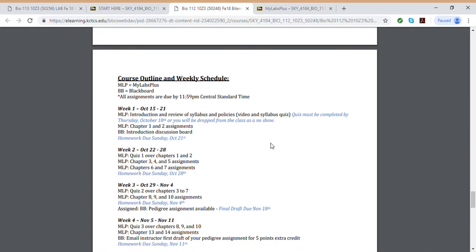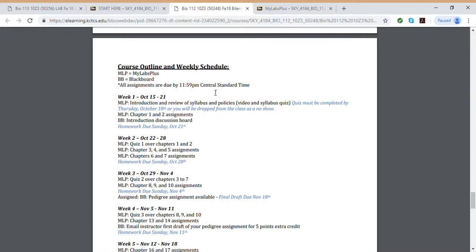Next, we have our course outline, weekly schedule. All assignments are due by 11:59 p.m. Central Standard Time on Sundays, unless stated otherwise. You'll have assignments and quizzes in MyLabs Plus and some assignments in Blackboard, like your discussion boards. And you will have a pedigree assignment that I'll email you about once that time gets closer.